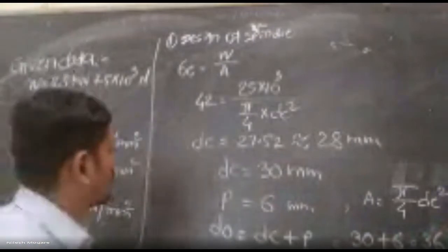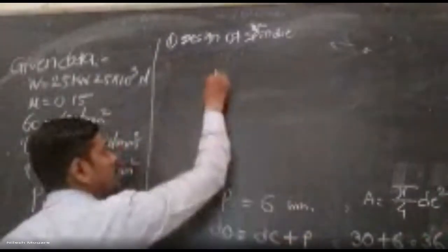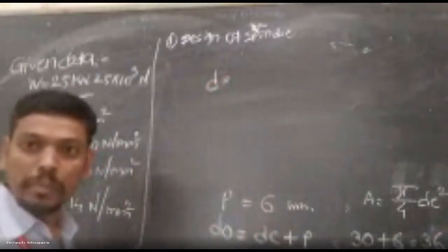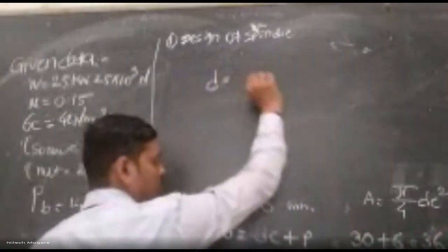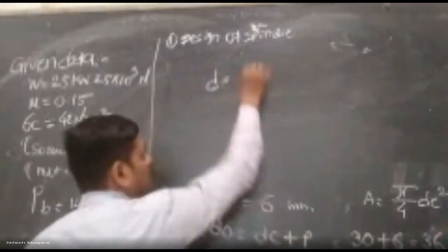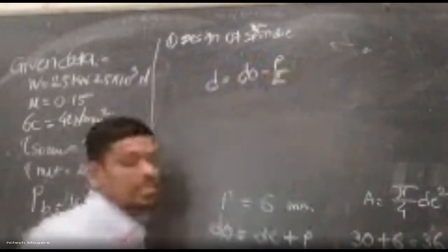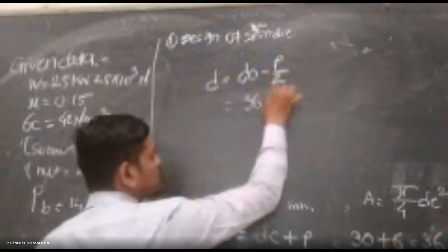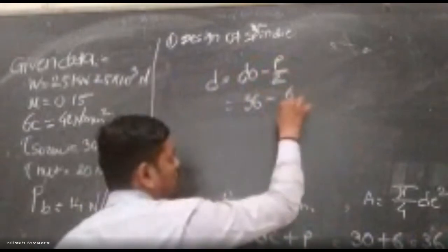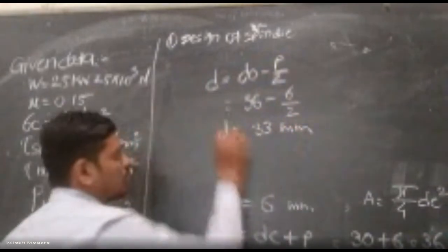Now, if the values of DO, DC and pitch are found, we have to find the value of mean diameter. The formula for calculating mean diameter is DO minus P by 2. So DO is 36 minus pitch 6 divided by 2, which is equal to 33 mm. So this is the value of our mean diameter.